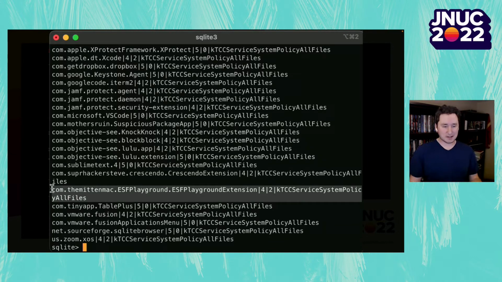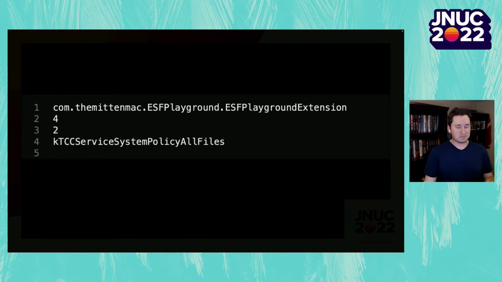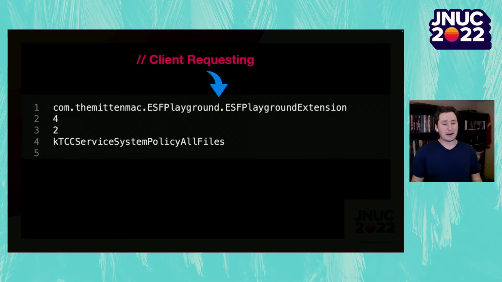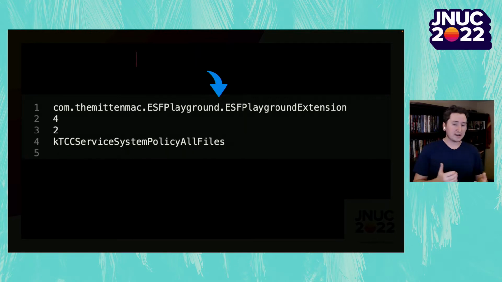And just to make it a little easier to read, let's go ahead and drop this into a text editor. And we'll actually be able to step through this and see what these different things are. So first up, we have the client requesting the permission. That's the first one. Next up, we have two enums.